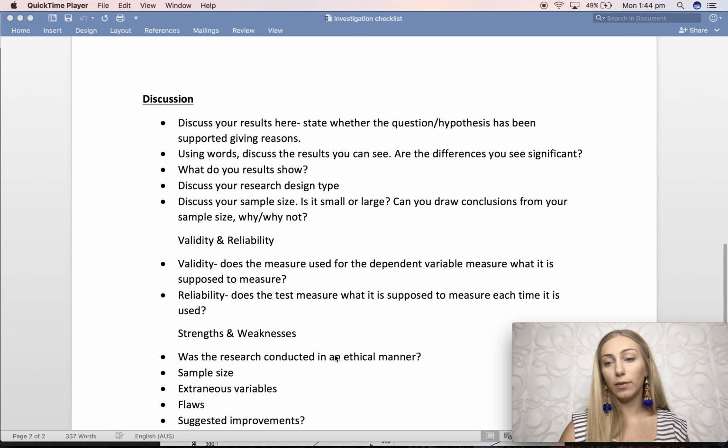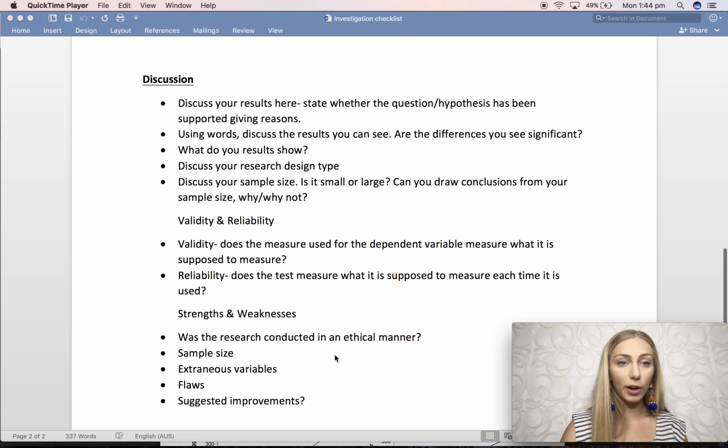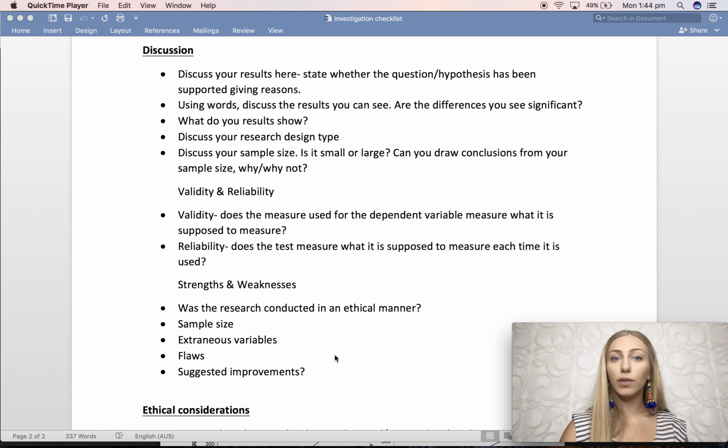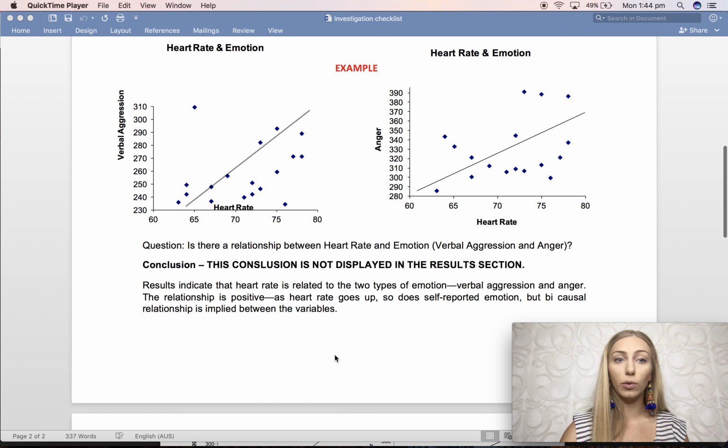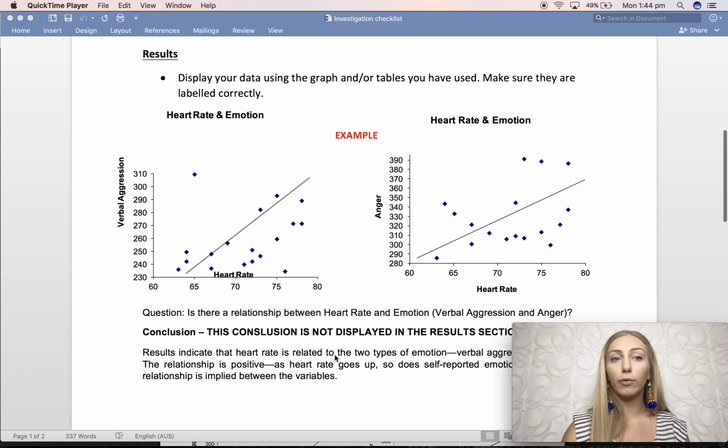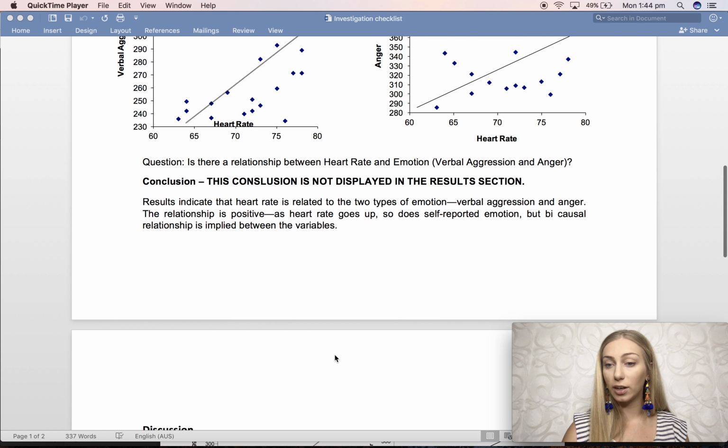So this is your main bit of your investigation, and it discusses the results that you found. You're also trying to answer your hypothesis here. So under discussion, we have discuss your results here. State whether the question or hypothesis has been supported. Give your reasons. So has it been supported? Why not? You'll use information from your data sets up here. So you use information that you have from your results section in your discussion.